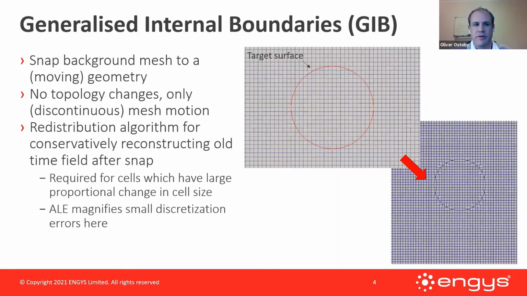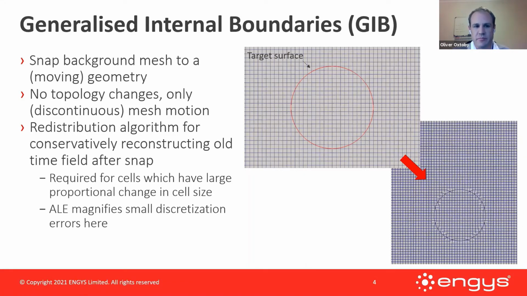So the first component of this then is something which has featured in previous OpenFOAM workshops, the generalized internal boundaries, or GIBs. So basically the idea is that we can have a finite volume boundary embedded within a volume mesh. And the way that this works is we have some sort of target geometry, and then moving over a background mesh, which doesn't have to be structured as shown here. The background mesh is then snapped to it in much the same way that snappyHexMesh would do it. And that obviously then can often be moved around.